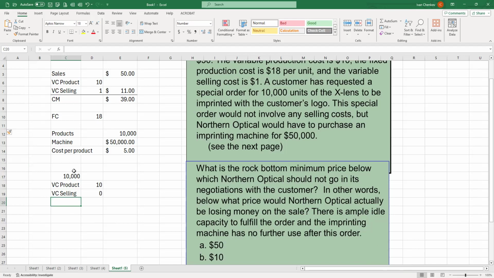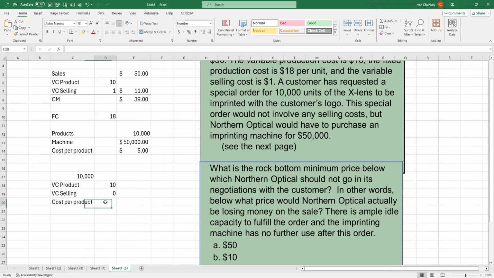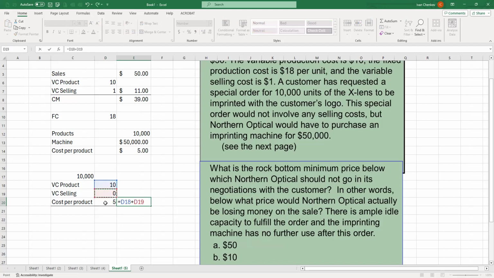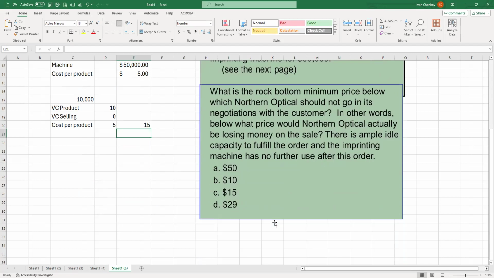Cost for the machine, correct? Which cost for the machine is $5, correct? So how much is the total cost that I have to consider for this order? $15. So what will be my minimum selling price that I'm going to ask this company to pay me in order for me not to lose money? 15. Make sense?